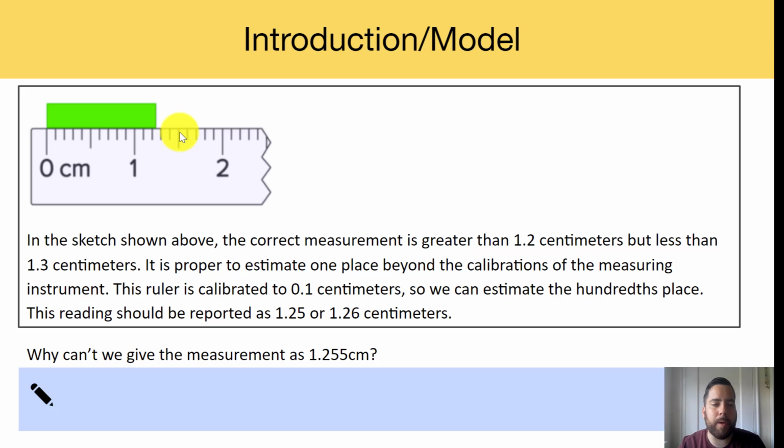So let's go ahead and think about this. Why can't we give the measurement of 1.255 centimeters? And again, remember, you can look back to those rules for determining significant figures. Go ahead and rewind to the previous slides and answer this question.